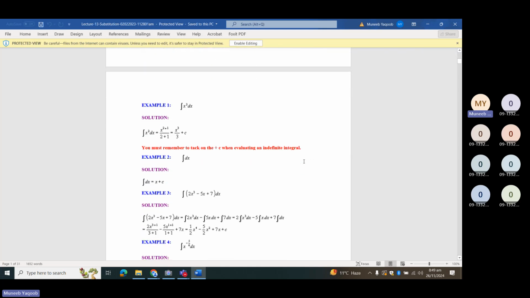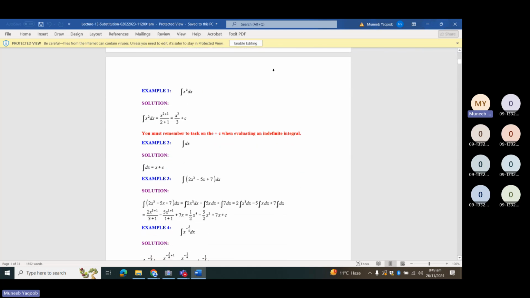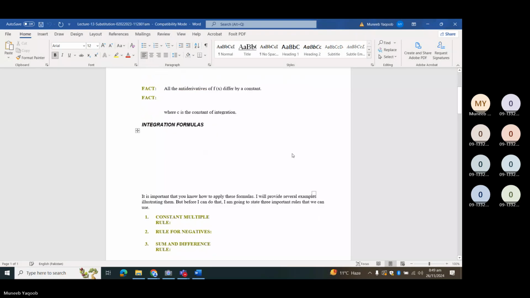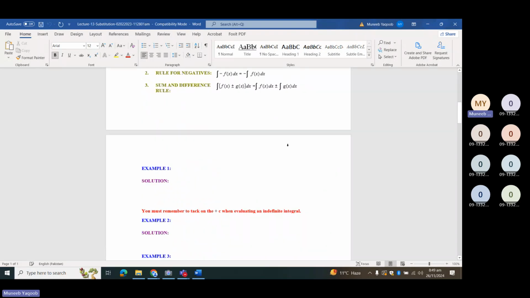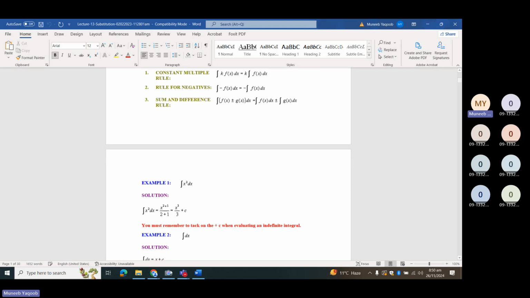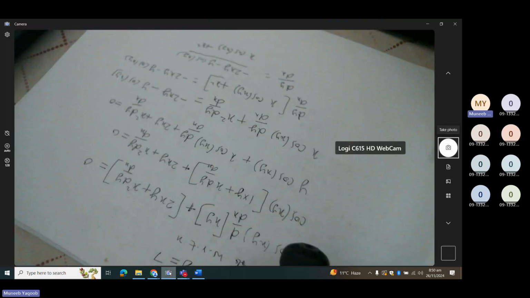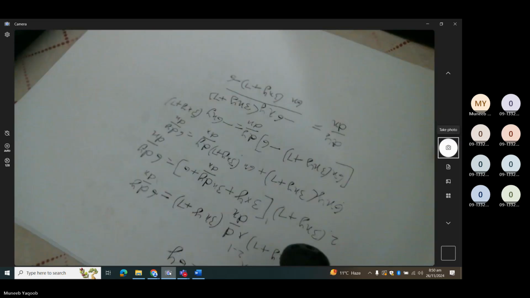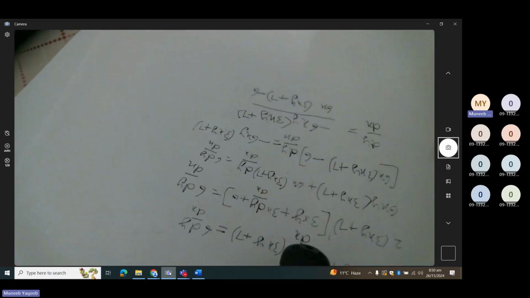Now coming to particular examples. In the first example, they are saying integrate x square. Okay, so we need to integrate x square. How will we integrate this x square? It's very simple. Let me just solve it for you.